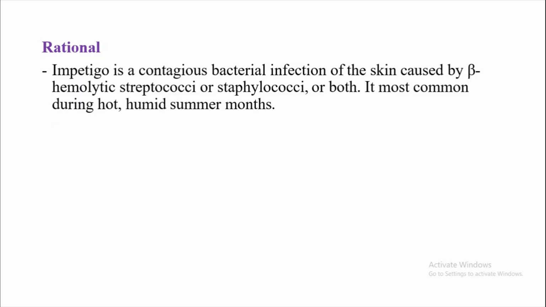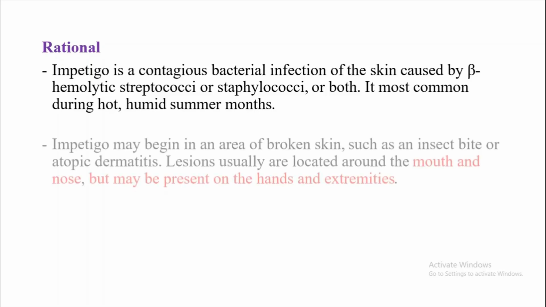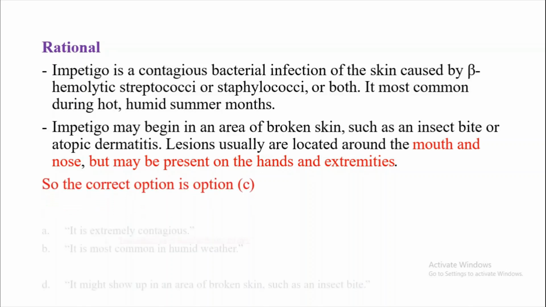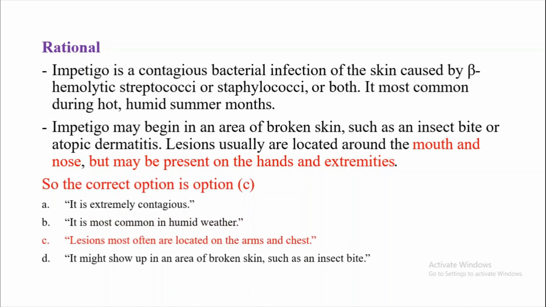Impetigo is a contagious bacterial infection of the skin caused by beta hemolytic streptococci or staphylococci or both. It is most common during hot and humid summer months. Impetigo may begin in an area of broken skin such as an insect bite or atopic dermatitis. Lesions usually are located around the mouth and nose, but may be present on the hands and extremities. So the correct option is option number C. Lesions most often are located on the arms and chest.